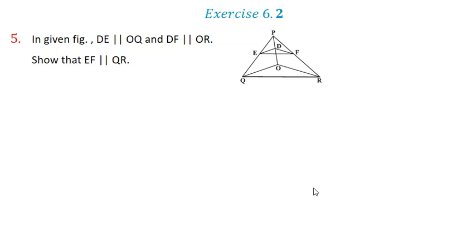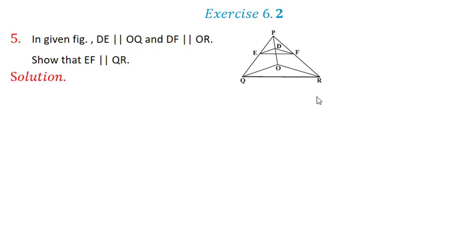Now all problems you can solve first by yourself, and if you are not getting, then you can check the solution. So in problem 5, again in the given figure, DE is parallel to OQ. Observe this diagram, DE is parallel to OQ and DF is parallel to OR. You have to show that EF is parallel to QR. Now whenever we have to show that something is parallel, then we have to use converse of basic proportionality theorem, and whenever we have to show ratios are equal, then we have to use basic proportionality theorem.